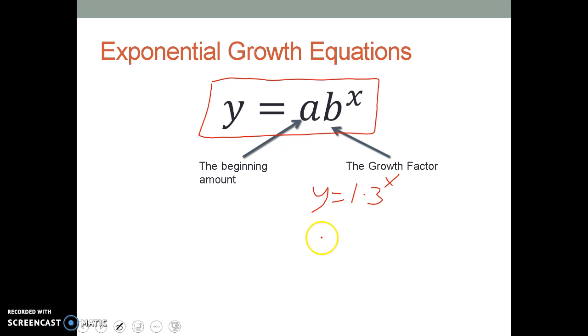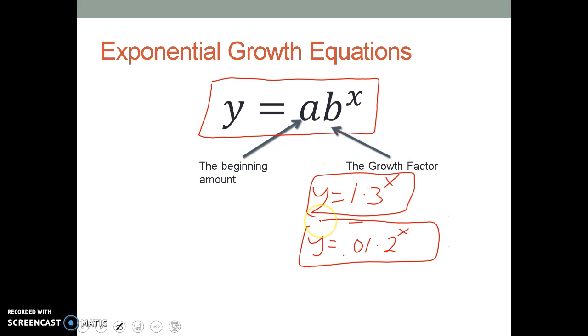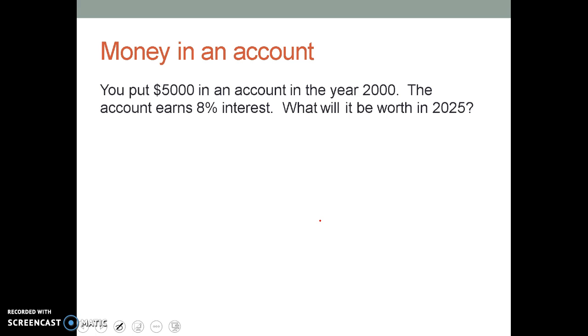When we were talking about the money in your account, or the money that you'd get for allowance, it started with 1 penny, and the growth factor was 2 because it was doubling to a certain power. And so both of these are in the exact same form, and that's a form for exponential equations. So let's take a look at a different situation and see if we can figure out what the equation is going to be in exponential form.